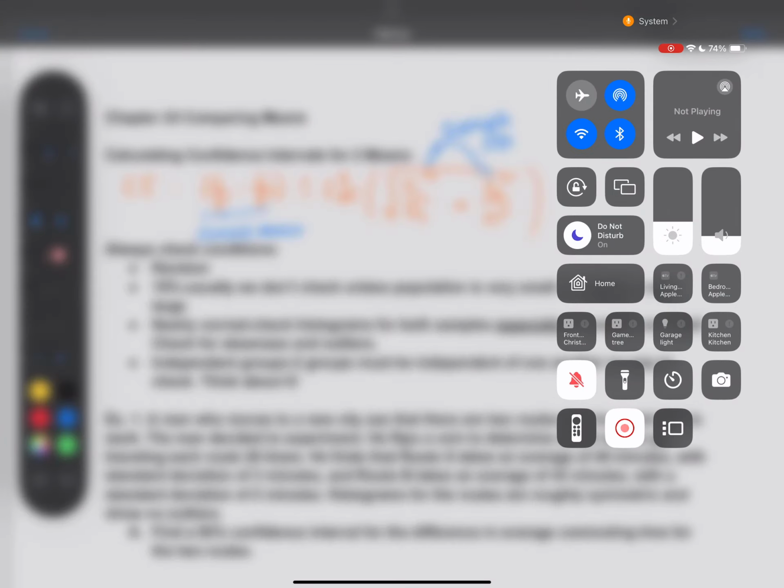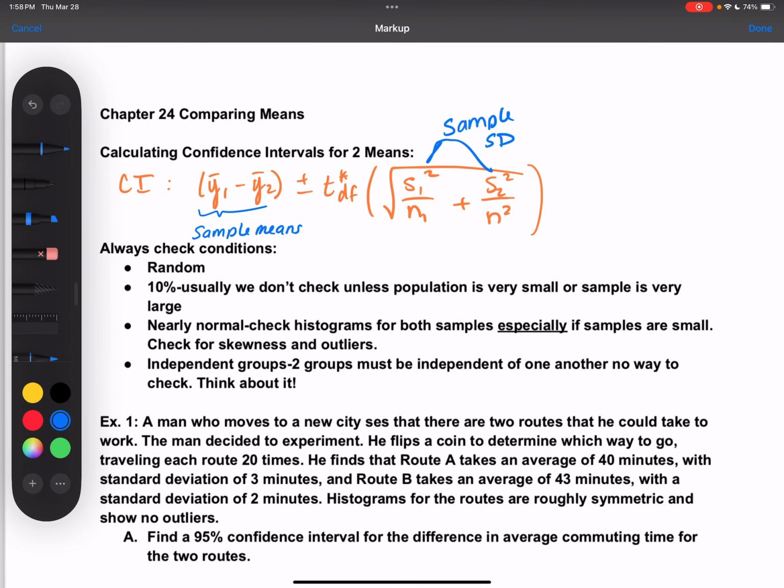I'm going to brighten this back up just a little bit, so I'll just use a darker color instead of the orange.